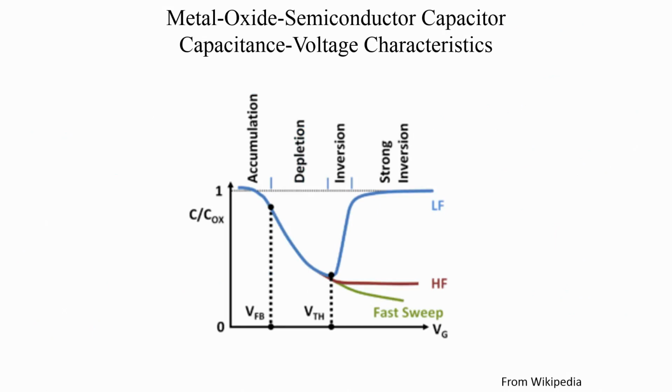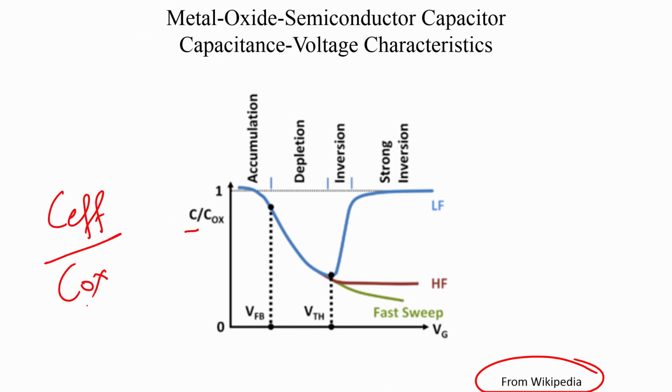So, to summarize all these three, I have taken this nice picture from an online source, and what we are plotting here is C by Cox, where C is the effective capacitance of your MOS capacitor. First is the low frequency characteristics, then the high frequency characteristics, and the fast sweep or the deep depletion characteristics.